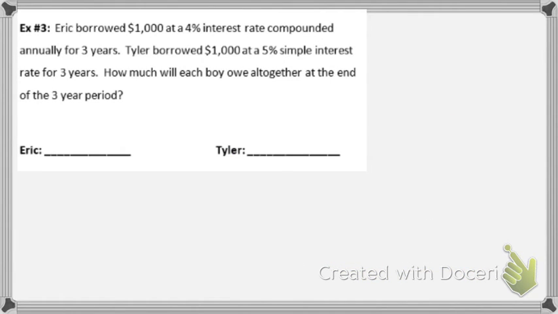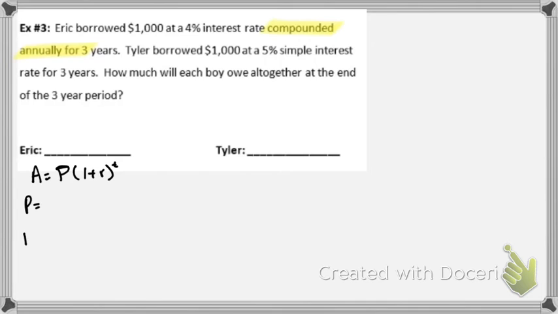Let's do the last question. It says Eric borrowed $1,000 at a 4% interest rate compounded annually for 3 years, and then Tyler borrowed $1,000 at a 5% simple interest rate for 3 years. How much will each boy owe altogether at the end of the 3-year period? Okay, so let's look at how much each one owes. So for Eric, he compounded annually for 3 years. So he'll use the A equals P times 1 plus R to the power of T.